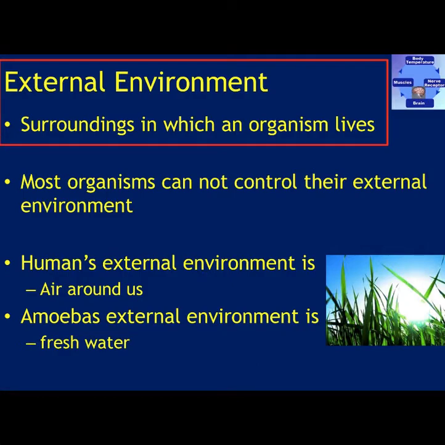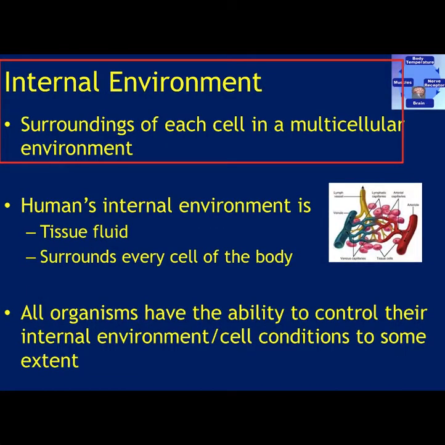As we said, ours is the air around us, but if you're an amoeba, which we just did in our last topic, then their external environment is the water in which they live. That is the part I want you to get your head around to begin with. If you have an external environment, you have an internal environment. Realistically, we're talking about cells now. We are multicellular organisms, and what is around each of our cells is our internal environment. For us as animals, we have tissue fluid, it is called, and it surrounds every cell in our body.